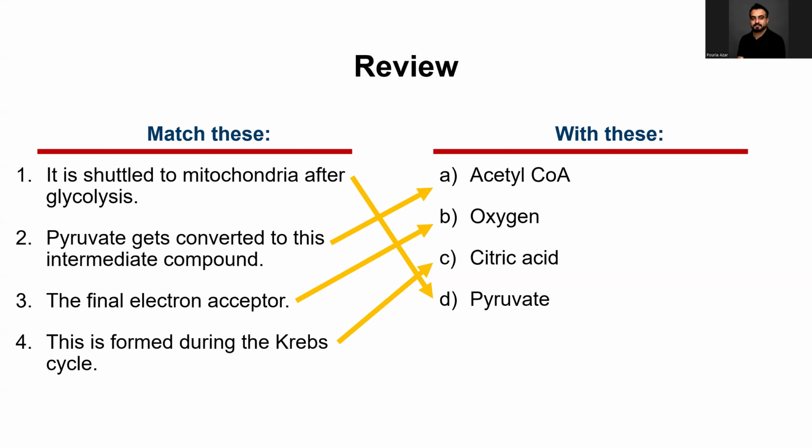So far we talked about three main energy systems: the creatine phosphate energy system, glycolysis, and the oxidative phosphorylation energy system. Next, we are going to talk about fuel utilization.